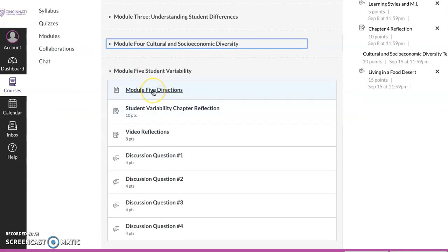So those are the directions we just read. Here's where you put your chapter reflection, 2 pages double-spaced. Remember to include citations. This is where you include your video reflections. Remember there's 2 videos, and you are writing 4 statements on each video for 8 different statements. And then here's discussion question 1, 2, 3, and 4.